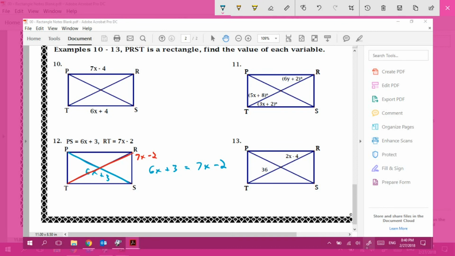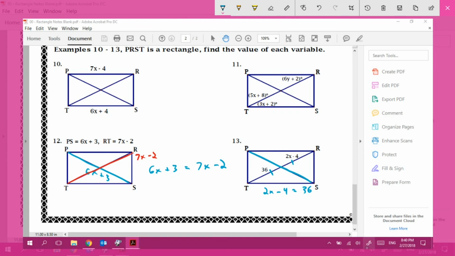And lastly, number 13, how am I going to find this? Well, remember, diagonals bisect each other. So PS, this diagonal right here, is cutting RT perfectly in half. That means this side right here is congruent to the side right here. If they're congruent, what equation could I write? 2x minus 4 equals 36. Yes. So solve x right there. And that's the last problem in the notes.